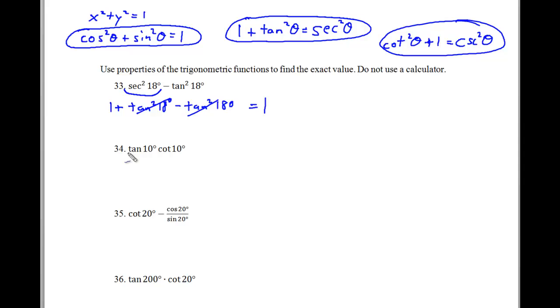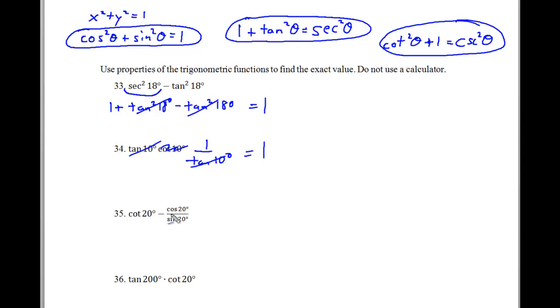Now it's nice to know our SOHCAHTOA and it's nice to know our properties here. The tangent is the same thing as sine over cosine. Cotangent of 10 degrees is the same thing as 1 over tangent of 10 degrees. And tangent times 1 over tangent of 10 degrees is going to be 1, because it's 1 over 1.